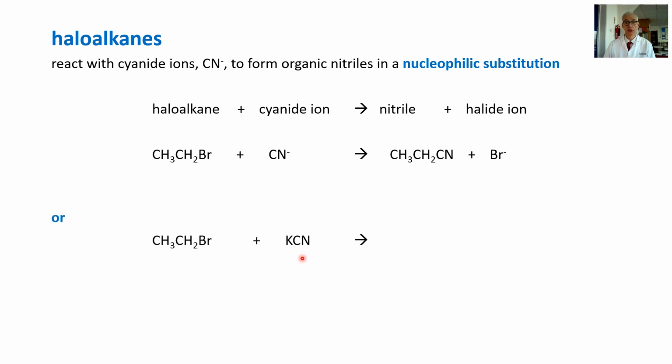You may see the equation written not as an ionic equation, but involving potassium cyanide, which would be the reagent, and of course instead of bromide ion, we get potassium bromide. You need to know the solvent. So the reagent would be potassium cyanide, I beg your pardon, potassium cyanide, and the solvent would be ethanol. So you are expected to recall the solvent and the reagent for that reaction.